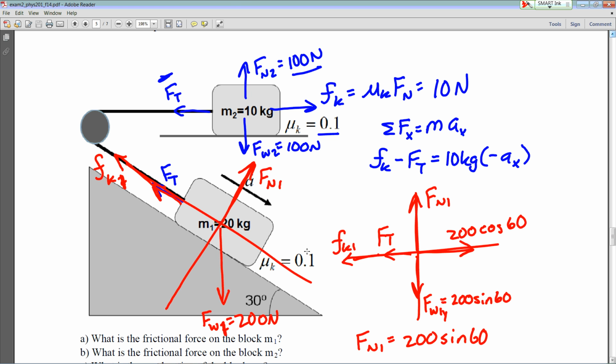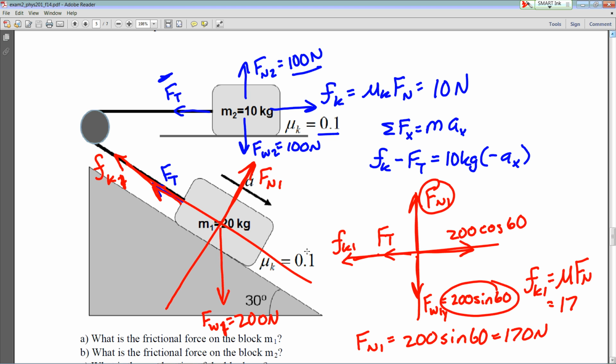Do you need me to step through all the steps here? Okay, I will. All right, so 200 times sine of 60, this is 170 newtons. I just get that because I know that this force has to equal this force because those y forces have to be balanced. And that's important because when I find Fn1, then I can find Fk1. That's going to be mu times Fn. My mu is 0.1, so that means that Fk1 is going to be 17 newtons. I just multiplied this force times the coefficient of kinetic friction. And so I can write in here I have 17 newtons.